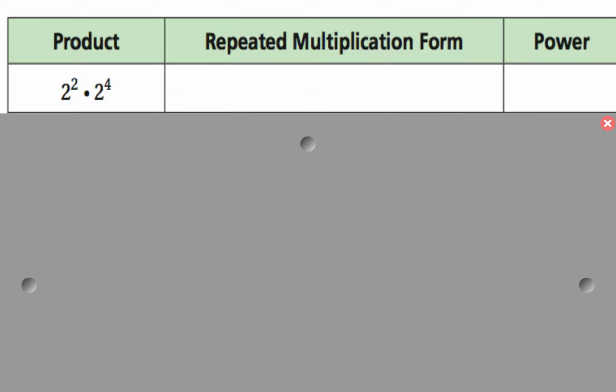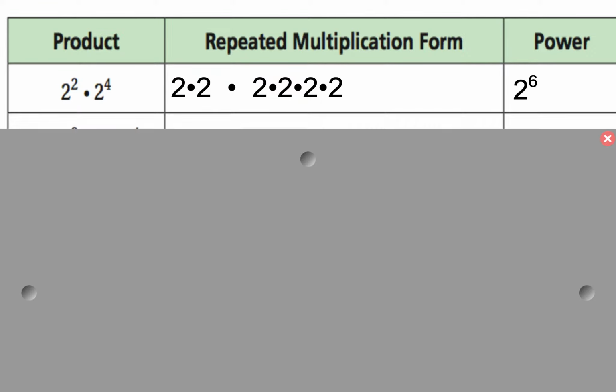Now consider the product 2 squared times 2 to the 4th. Well, 2 squared times 2 to the 4th would be 2 times 2 for 2 squared, and 2 times 2 times 2 times 2 for 2 to the 4th. If you multiply those together, you should recognize you'd get 2 to the 6. It's just 2 multiplied by itself 6 times.